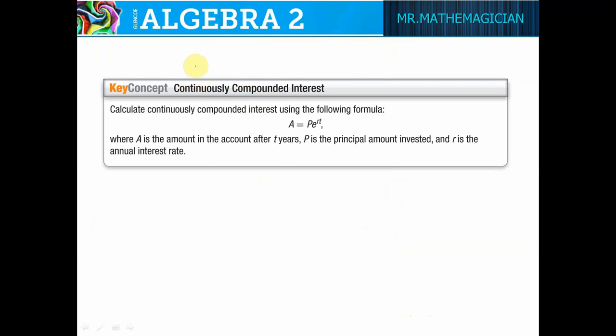Now, continuously compounded interest. Calculate continuously compound interest using the following formula. This is one of the important application of the E and ln. A equals P e to the power of RT, where A is the amount in the account, means your final balance after T years, and P is the principal, the original amount invested, and R is the annual interest rate.